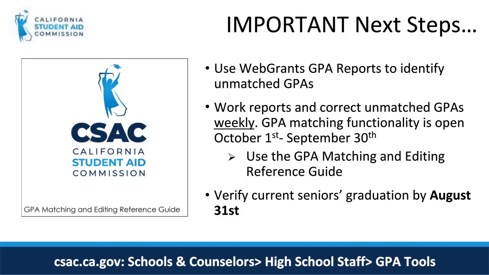It is the high school's responsibility to link unmatched GPAs to the correct financial aid application. This video does not go into the GPA matching. However, if you need additional assistance on the GPA matching process, we have a dedicated video on the process as well. In addition, high schools must verify graduation by August 31st of any students who have been awarded a Cal Grant but have not self-certified their high school grad date via their WebGrants for Students account.